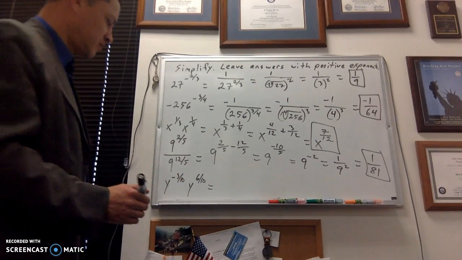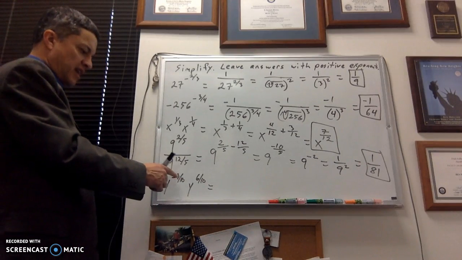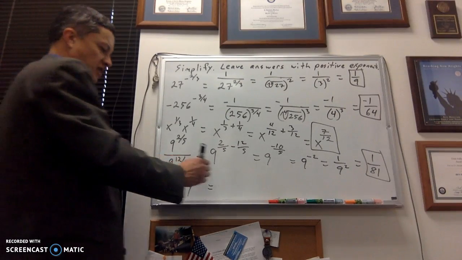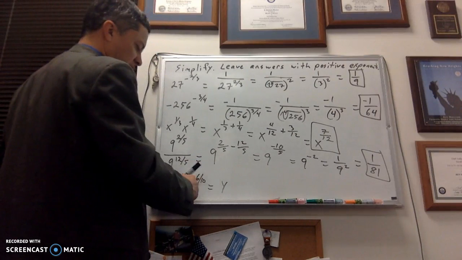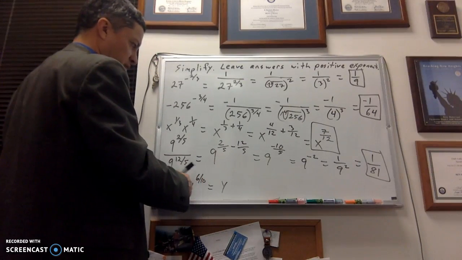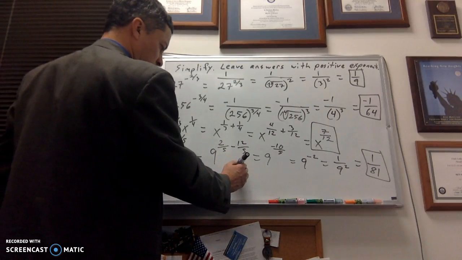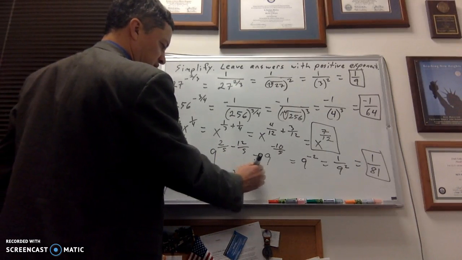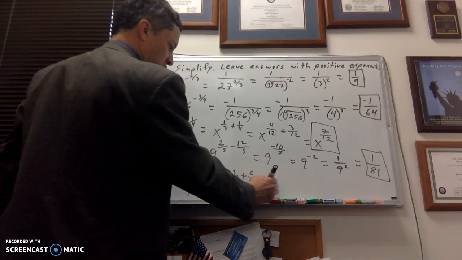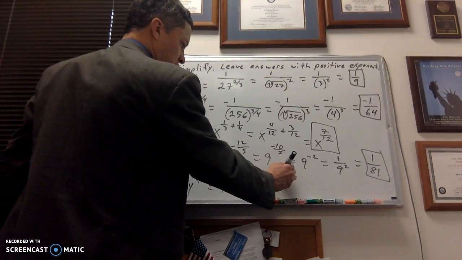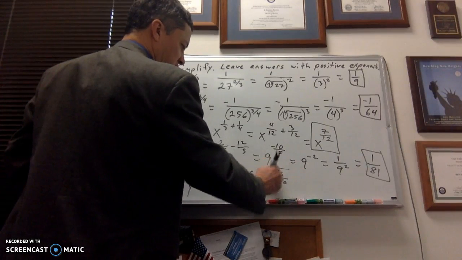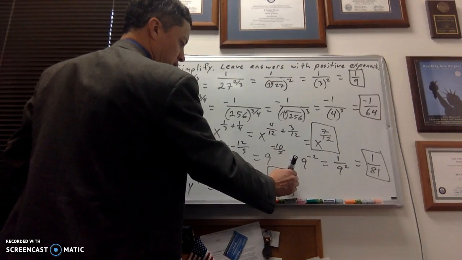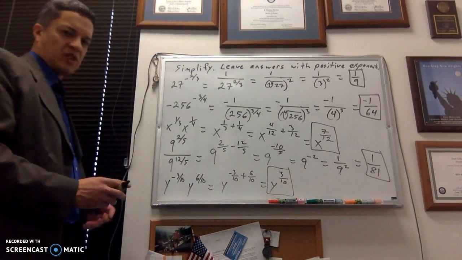Let's look at this last one and see what's going on here. y to the negative 3/10 times y to the 6/10. Like bases getting multiplied, we're going to add the exponents, so negative 3/10 plus 6/10. That's going to be y to the 3/10. That's not going to reduce at all. So that guy's done. So is this video.